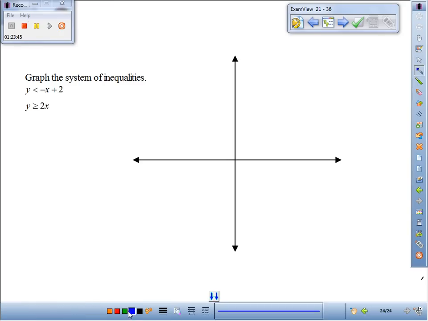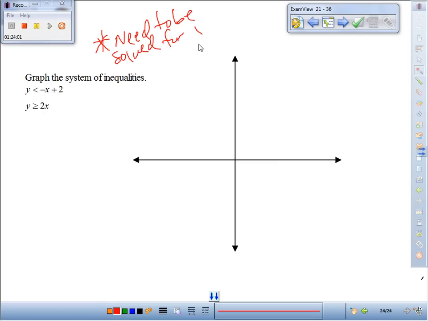All right. So for this one, when you get to solving systems of inequalities, make a note for yourself. They need to be solved for y. So they need to be in y form. So let's see. Is this one already solved for y? Yes. How about this one? Yes. So now we're going to start with the first inequality to graph.